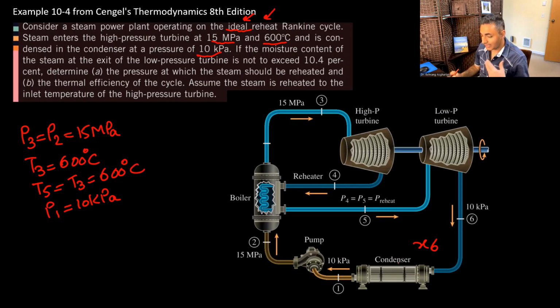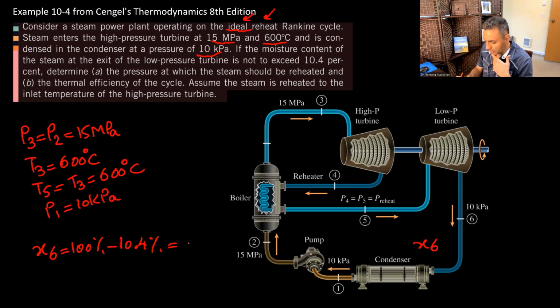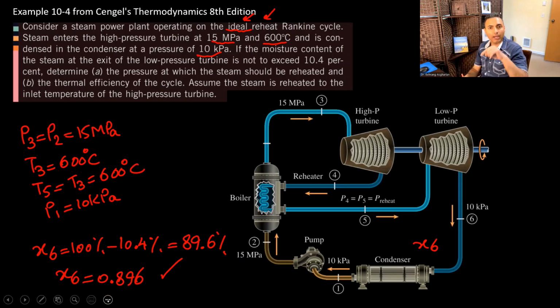What is X6? It says the moisture is not supposed to exceed 10.4%, which means X6 is 100% minus 10.4%, being basically 89.6%, right? That's what it means. So in other words, X6 would be, if you want to enter it in EES, 0.896. So now I have 4 pieces of information. I can solve this cycle.